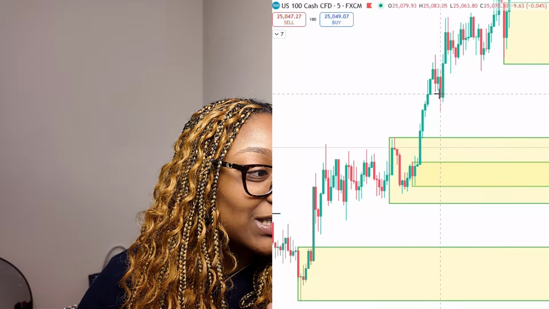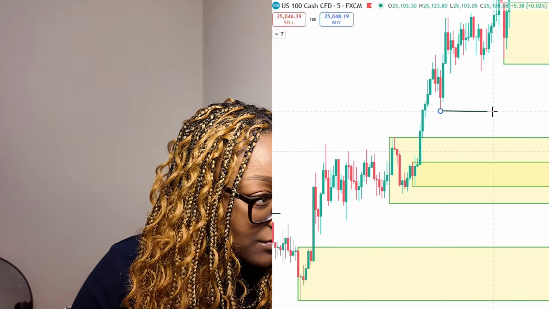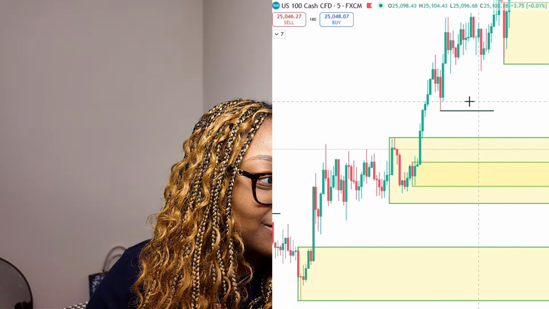Hopefully that made sense. And then when it comes to higher highs and lower lows, green stick or red stick, green stick, lower low. There's liquidity sitting right there.